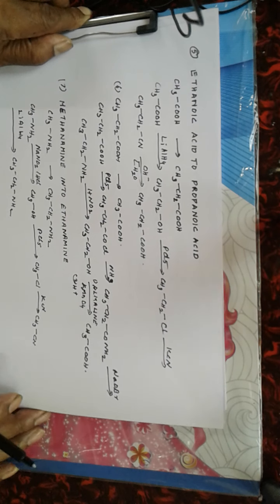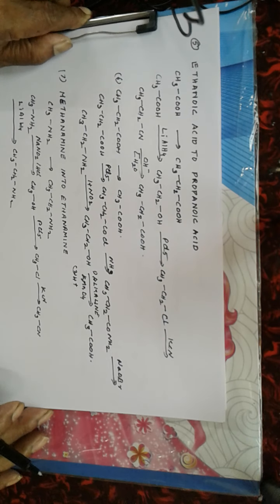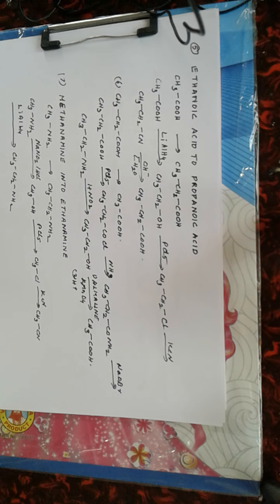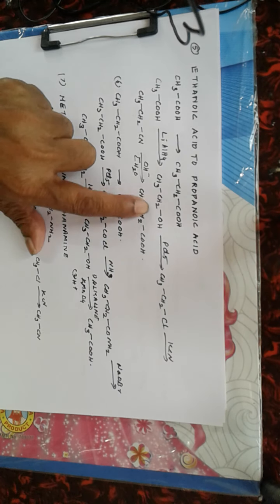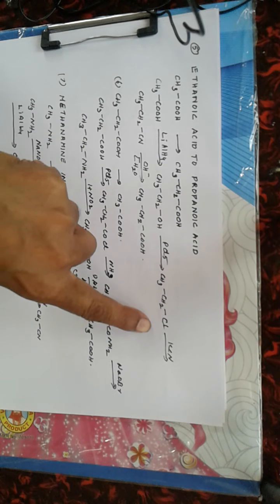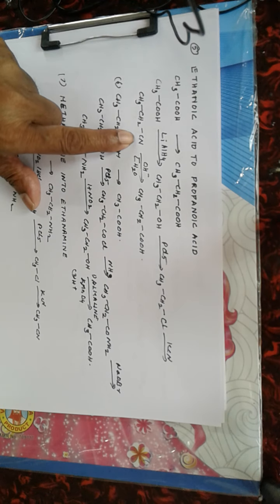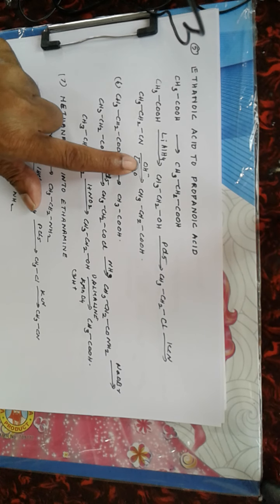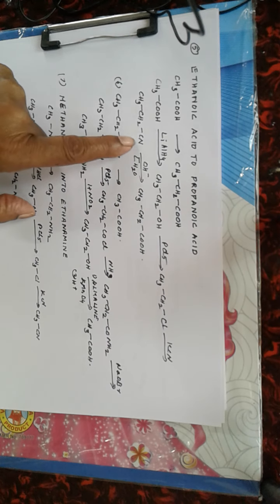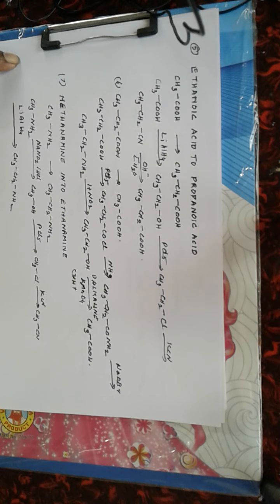Ethanoic acid to propanoic acid is ascending the acid series. We have seen this reaction earlier. First of all, reaction with lithium aluminum hydride, we get CH3CH2OH. With PCl5, OH is replaced by Cl. Then KCN, Cl is replaced by CN. Then hydrolysis in alkaline medium, CN is converted to COOH.